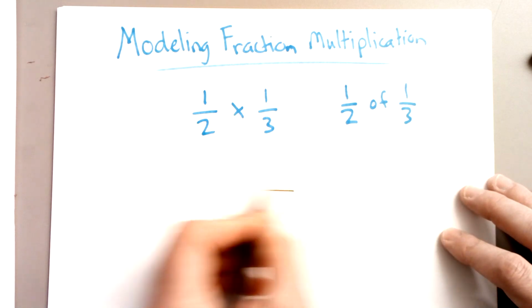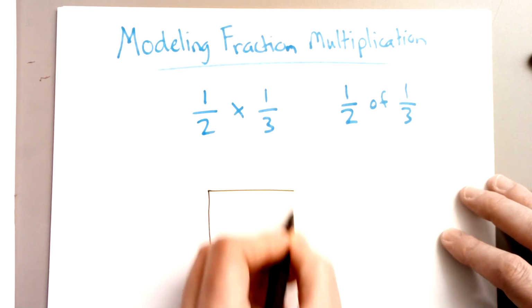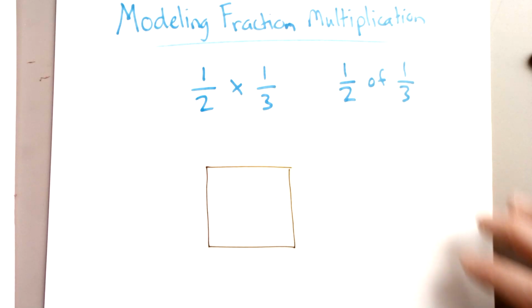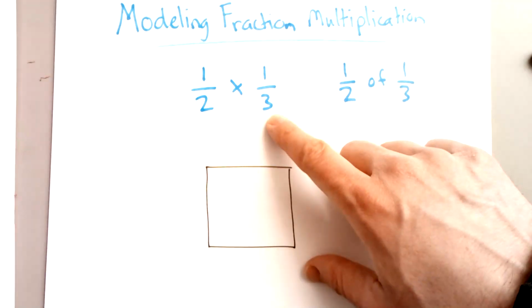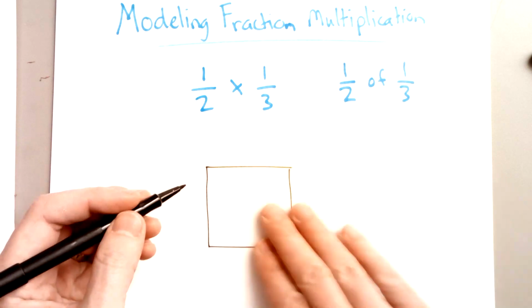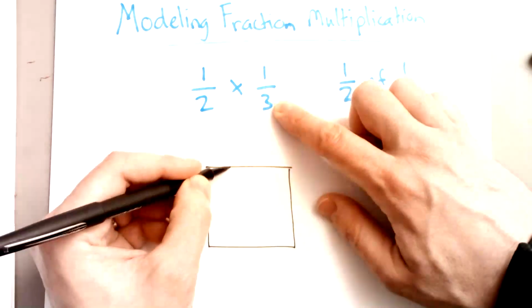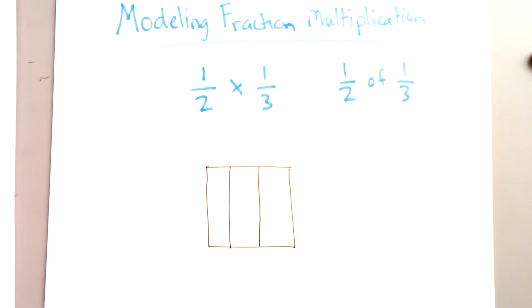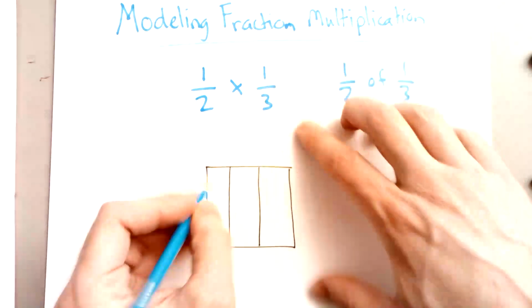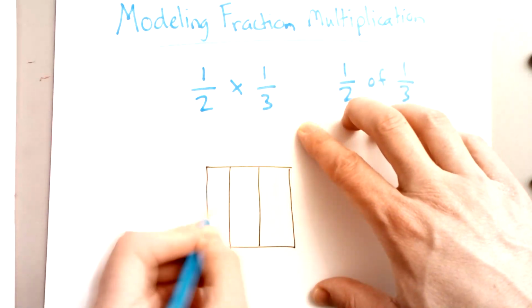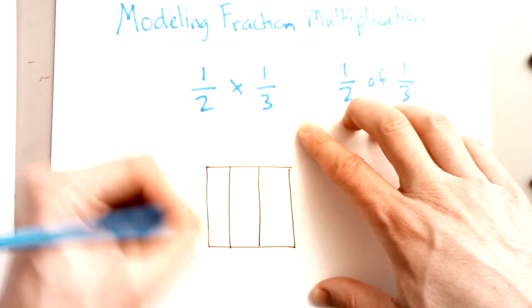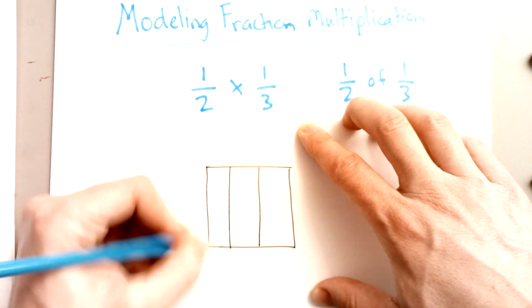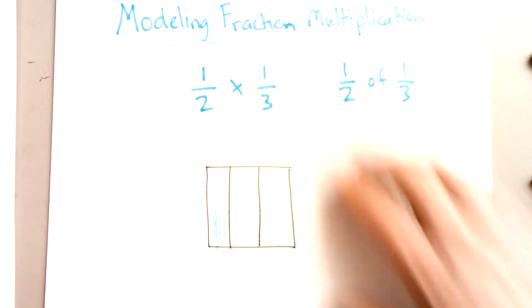In my model, I'm going to start with 1 whole. This square is going to be 1 whole, and I'm multiplying 1/2 by 1/3. So first, I'll start off with 1/3. I'm going to divide this whole into thirds, into 3 parts. But I only get one of those thirds. So with one color, I'm going to shade in one of the 3 columns. That is 1/3 of the whole that I've shaded in blue.